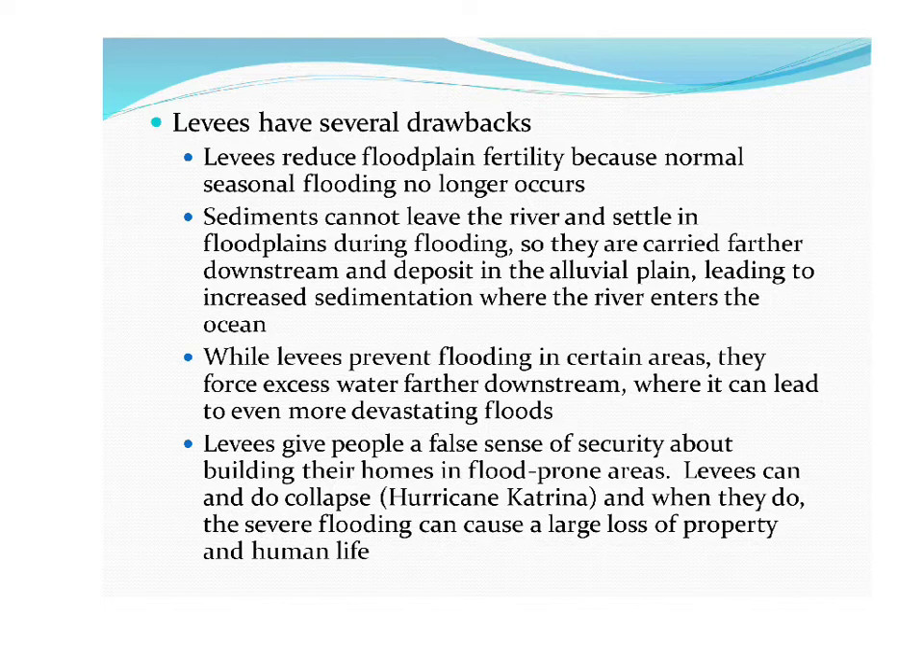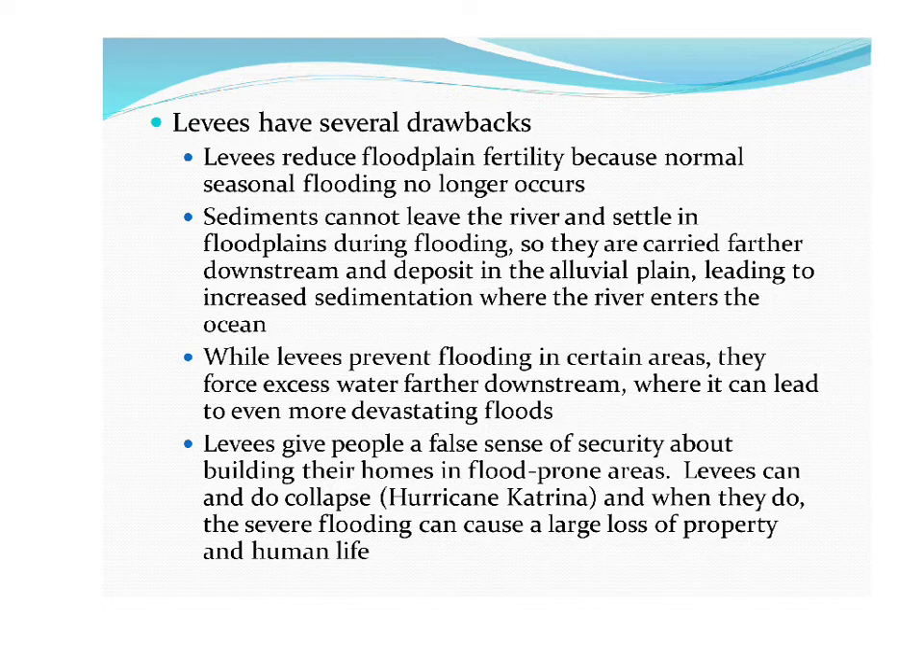Levees have several drawbacks. Well, number one, they reduce floodplain fertility because you no longer have seasonal flooding on that floodplain area. Number two, the sediments that naturally flow down a river cannot leave the river and settle in the floodplains during this normal seasonal flooding. So the sediments are carried further and further downstream, and they eventually deposit in the alluvial plain of the river, which leads to increased sedimentation where the river enters the ocean.